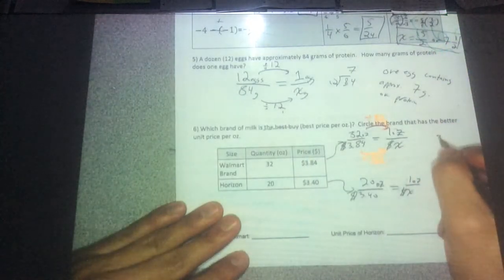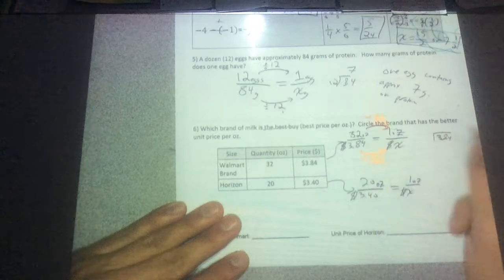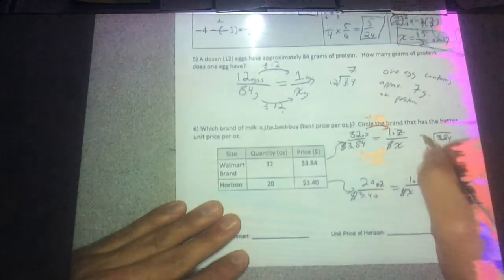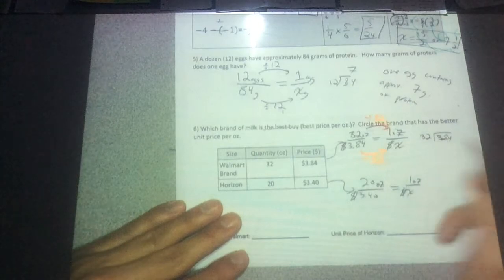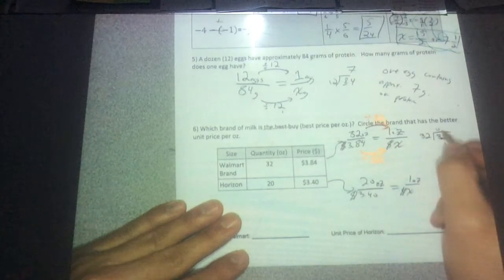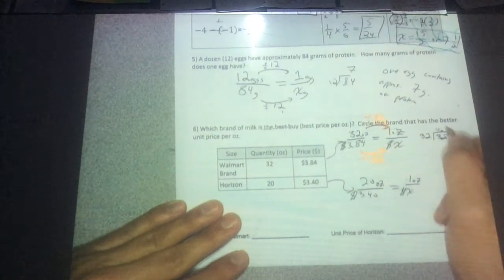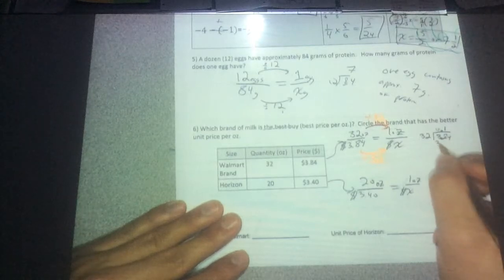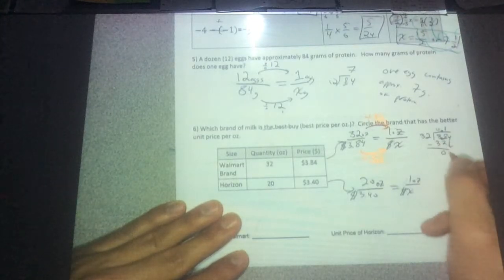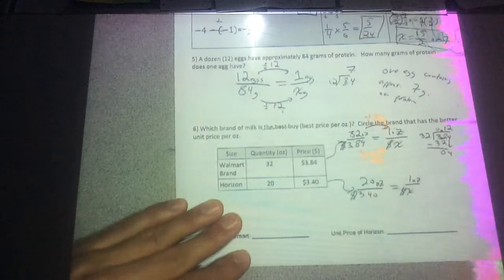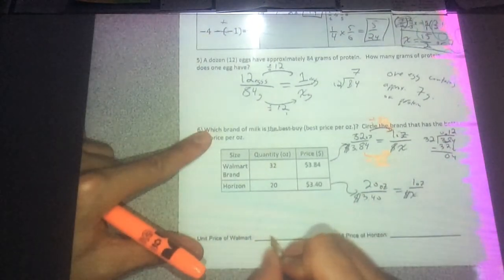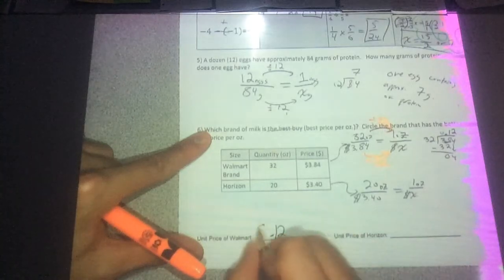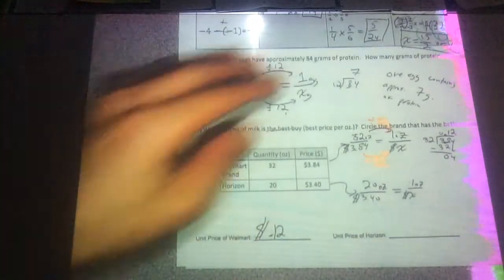So 3.84, I'm going to divide 32 into 3.84. So 32 does not go into 3, but it does go into 38 one time. 32 times 1 is 32, minus, 6, bring down the 4, is 12. So the cost per ounce of the Walmart brand is $0.12, which is 12 cents.